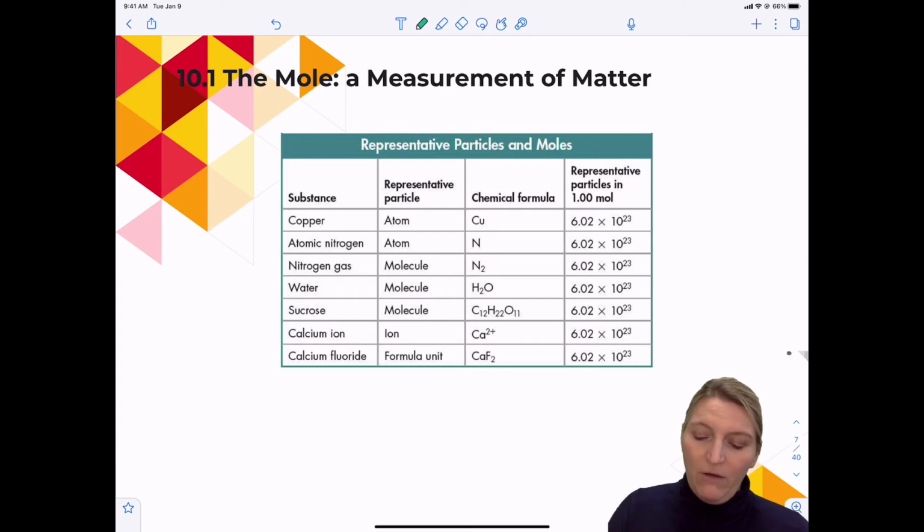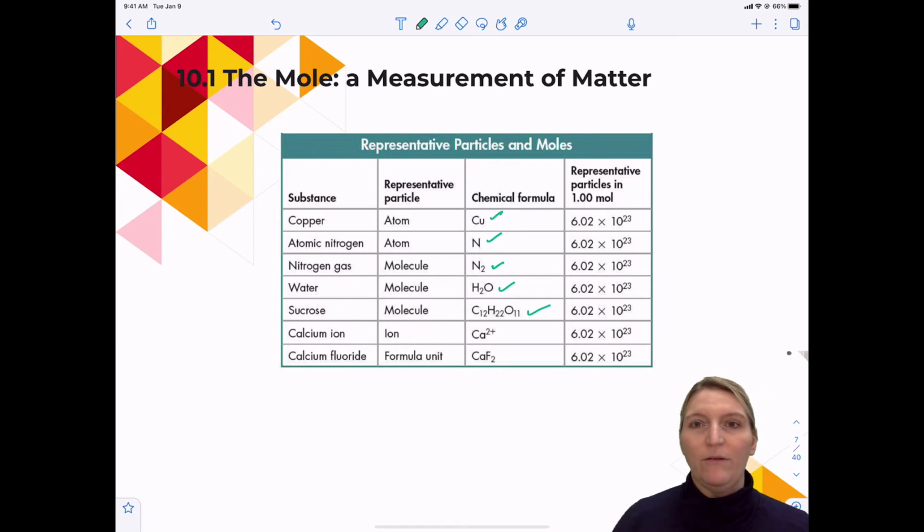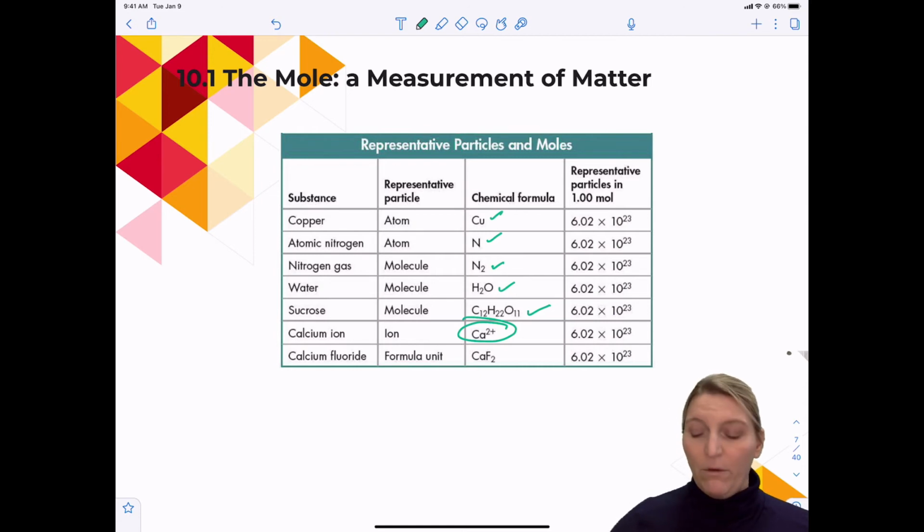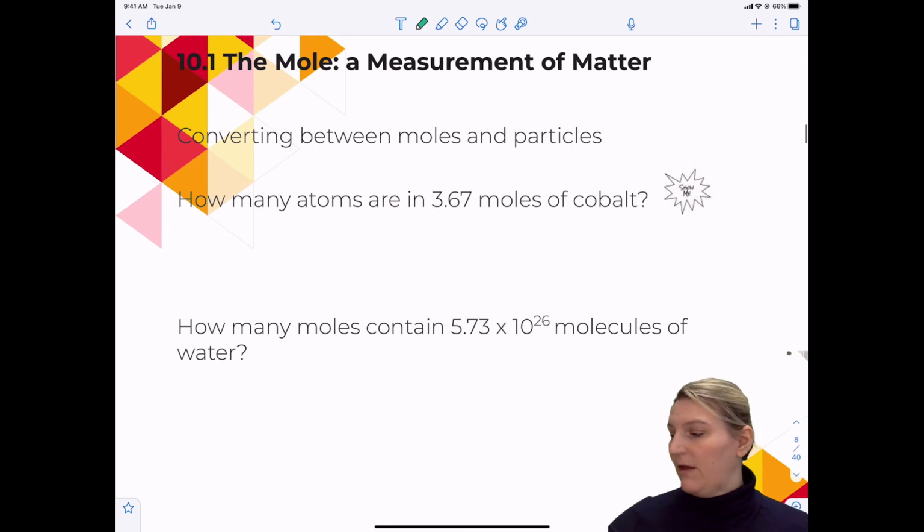So if I'm talking about copper or nitrogen, it would be an atom. If I'm talking about nitrogen gas, that would be a molecule of nitrogen, or a molecule of water, or a molecule of sucrose. And if it is an ion, I would say 6.022 times 10 to the 23rd calcium ions, if I'm talking about the literal ion. Or if I'm talking about the ionic compound, I don't use the word molecule, but I use the word formula unit. Okay. So now we have some practice problems with the mole and converting between moles and particles.